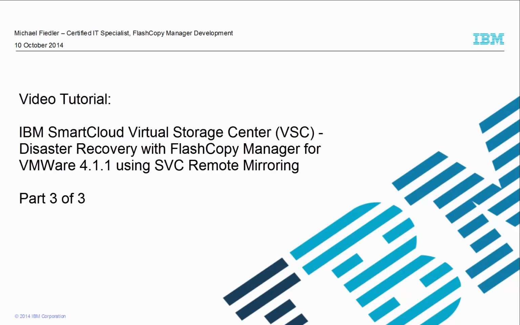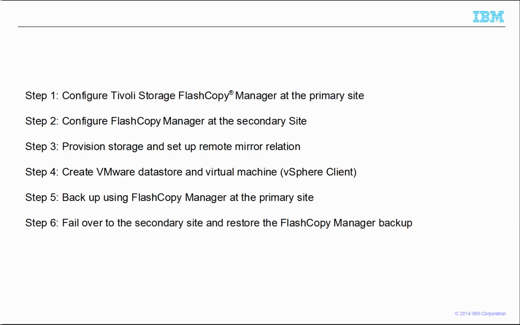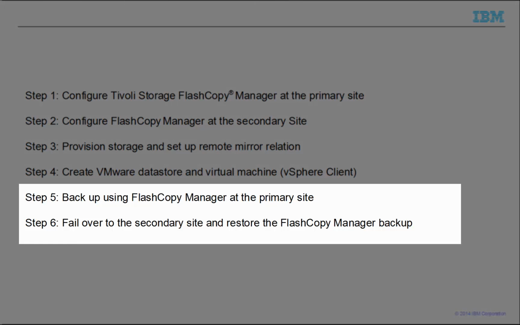This video is the third in a three-part series that demonstrates how to use Tivoli FlashCopy Manager for disaster recovery in an IBM Smart Cloud virtual environment. For this video, we complete a FlashCopy Manager backup, demonstrate a failover, and complete a restore to the secondary site. By the end of this series, you will know how to use IBM Smart Cloud Virtual Storage Center to protect your VMware environment against the disaster. Let's get started with the final video in this series.